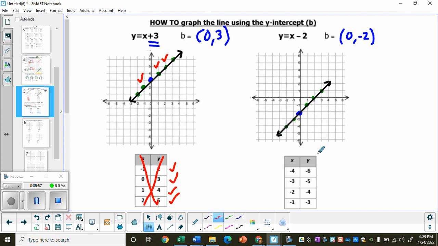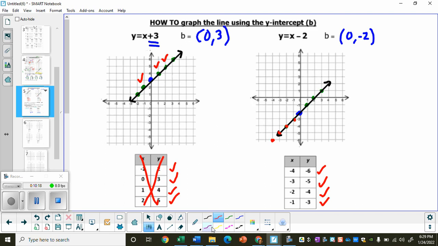Now just to check, if I go back 4, down 6 right here, you can see that that would be on the line, so we're good here. (-3, -5) is on my line, I'm set. If I did (-2, -4), we're good. And if I did (-1, -3), check that out, everything lines up perfectly.